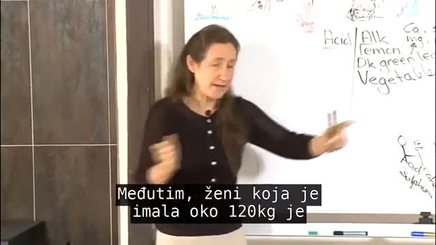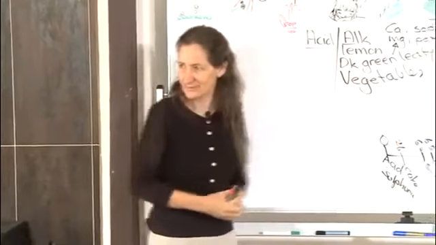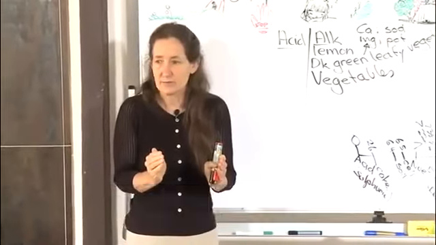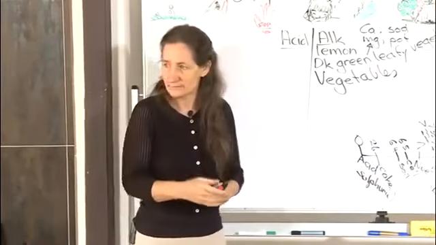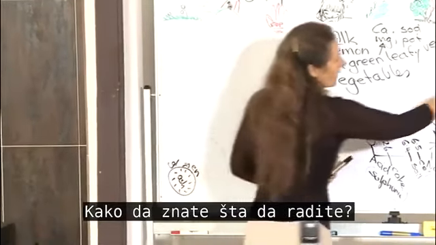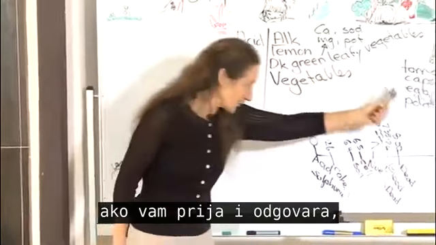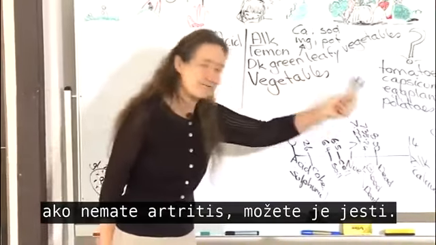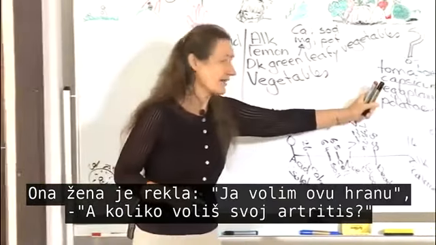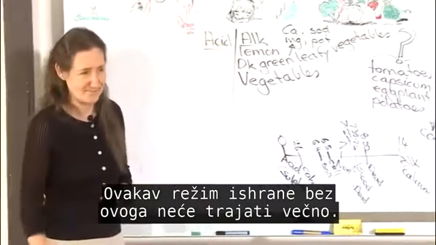Whereas the lady who was about 120 kilos went very well on the all-raw diet for a period of time. So sometimes you'll do things to the body just for a period of time because of a certain condition. That's where you use it like medicine. So how do you know what you are? If you love this food, if it sits well with you, if you don't have arthritis, I'll say you get a tick. It's like the lady that said, I love that food. I said, how much do you love your arthritis? So not forever.